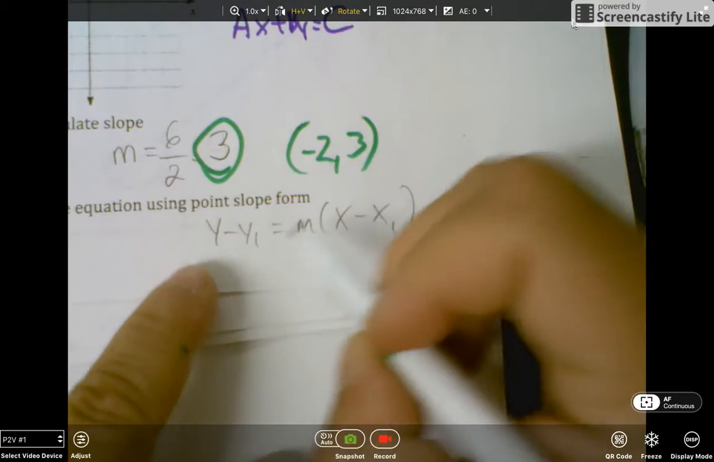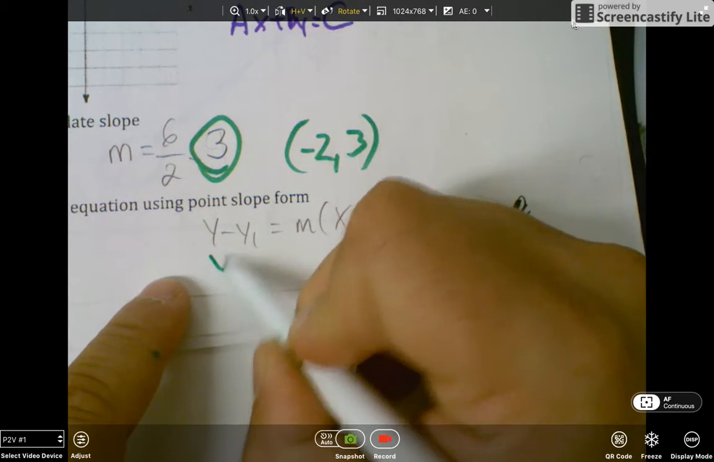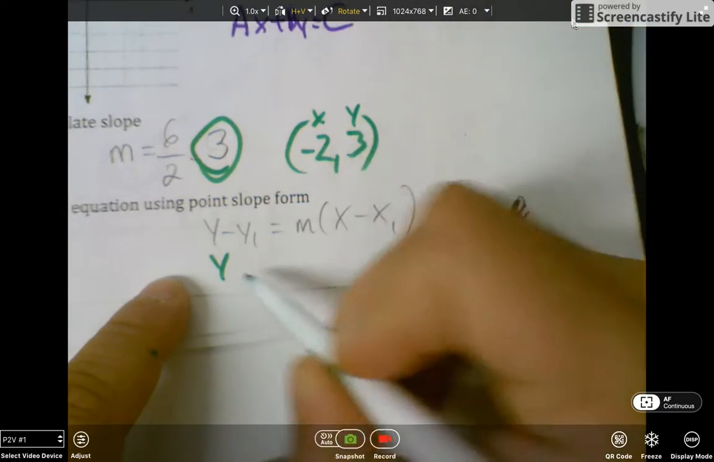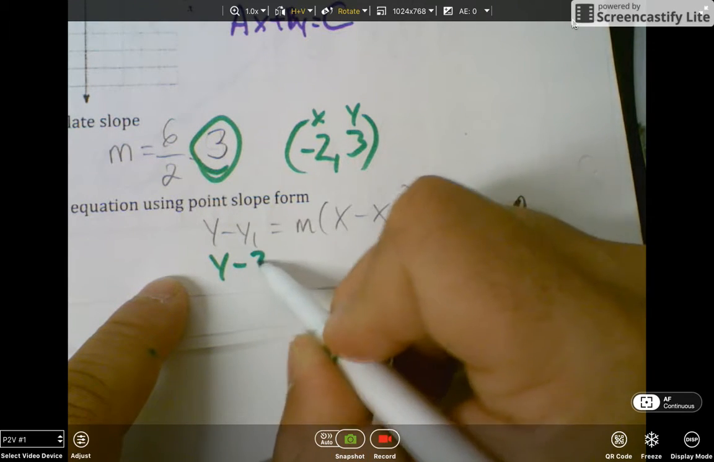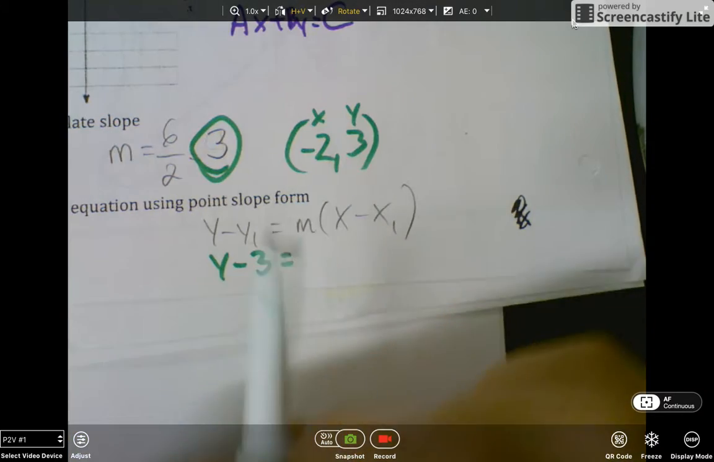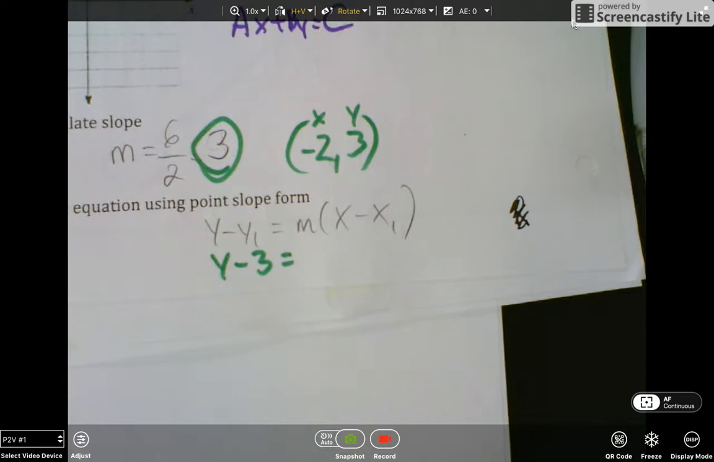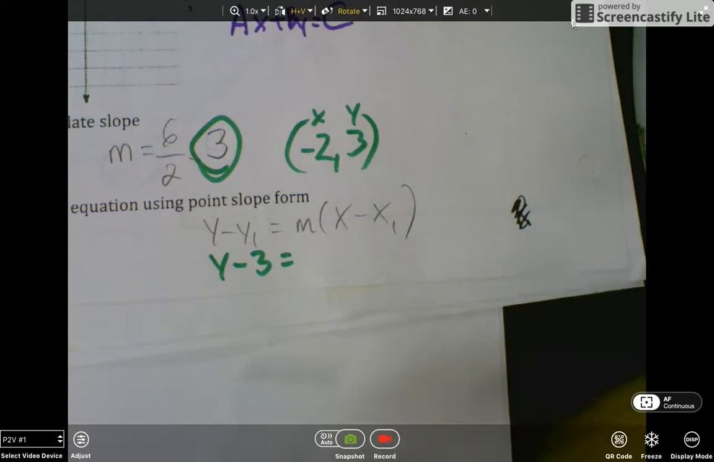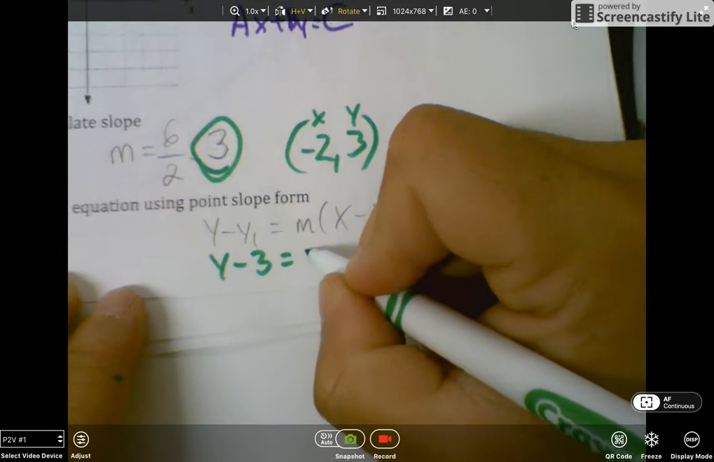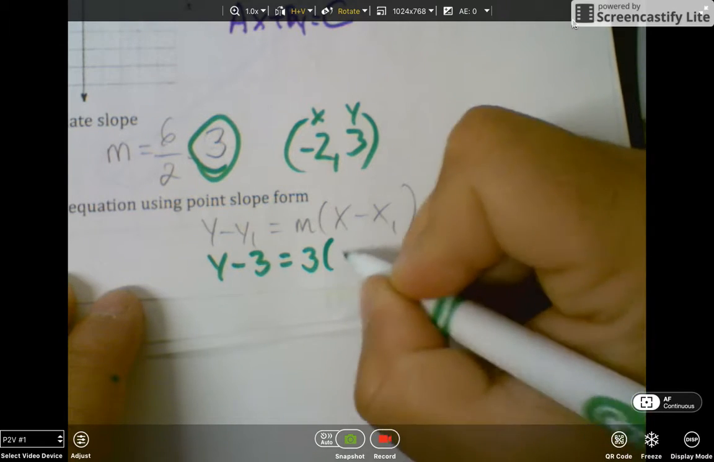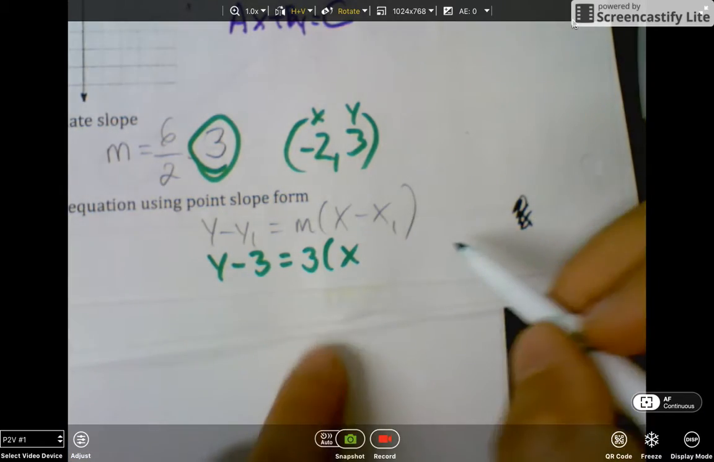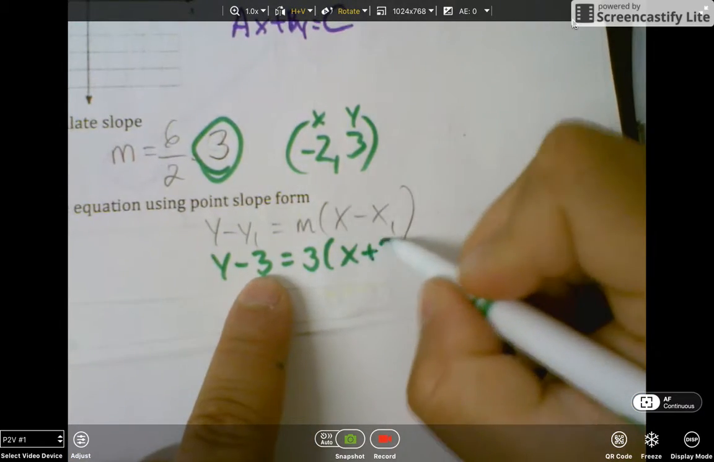And I'm going to write the point slope. So it's going to be y minus 3 equals the slope, which in our case is 3, parentheses x. Now minus a -2 is just going to be written as plus 2.